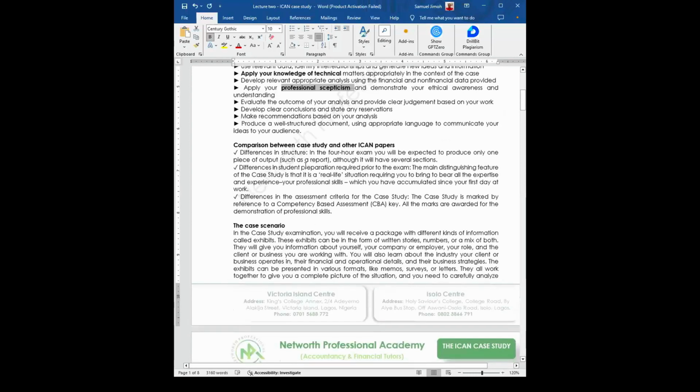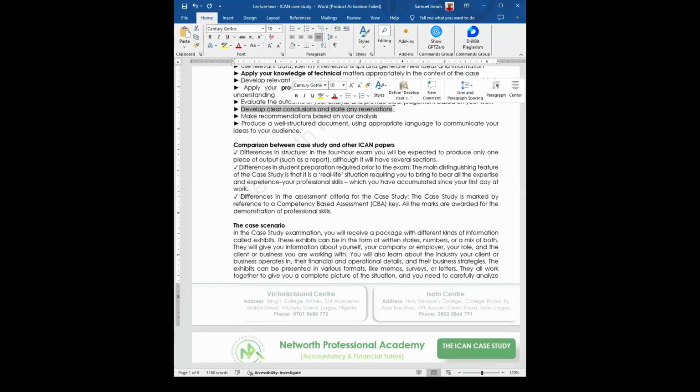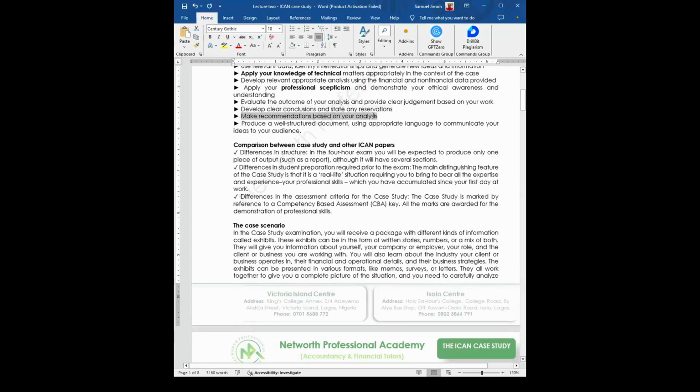Then evaluate the outcome of your analysis in order to make judgment. Then develop clear conclusions and state reservations. Your reservations are those areas that you are skeptical about, those issues that you are skeptical about. Then make recommendations based on your analysis. Your recommendations should be based on your analysis. That is, what you are recommending them to do should be based on how you have analyzed the issue and the solutions you come out with from such analysis.